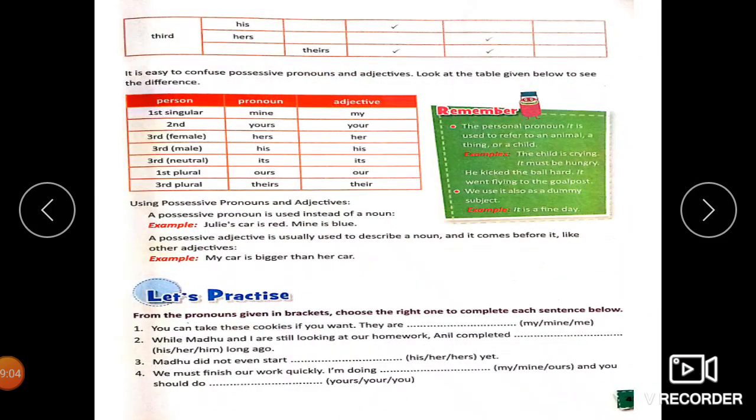There is an exercise given here, children, under let's practice. From the pronouns given in brackets, choose the right one to complete each sentence below. I would like you to do this in your book itself. Do this as homework and wait for the next class when I'll be sending you the answer key so that you can tally or verify your answers with mine. So you can recheck your own mistakes and understand where you have gone wrong. Now let's move on to the next page, children.